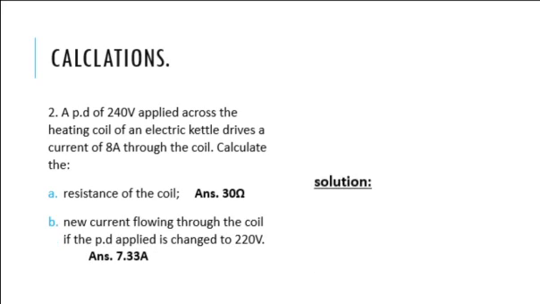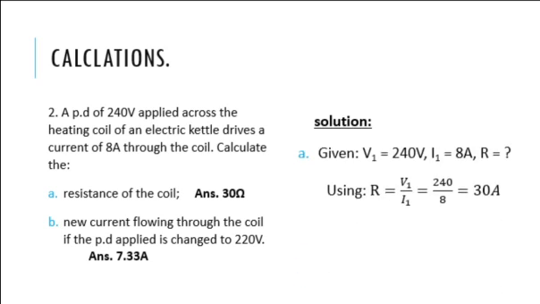So let's look at the first one. We are given the first voltage to be 240 volts, and the first current to be 8 amperes. We are looking for the resistance. So using R equals V over I, we have 240 over 8, that will give us 30 ohms.